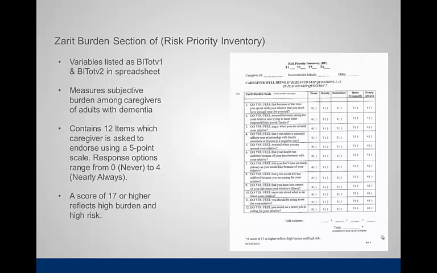And it is very important to understand what those scores mean. A score of 17 or higher reflects high burden and high risk within that caregiver.